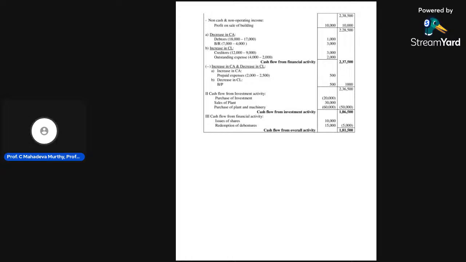Then B, increase in current liability. What are the current liabilities that increased, we need to consider here. Creditors: 12,000 in the first year and 9,000 in the second year. Therefore 3,000 is the increase in current liability. Outstanding expenses also increased by 2,000.